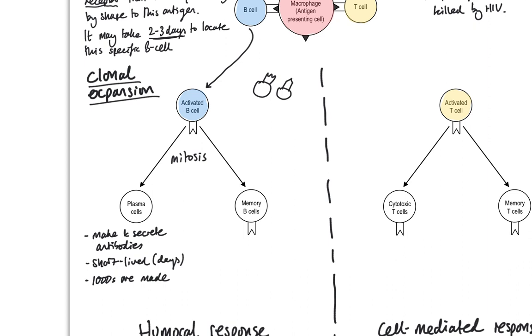Okay, so yeah, these make and secrete antibodies, and this is why it's called the humoral response, because the antibodies just become part of the fluid in the body and will just flood the body, and wherever they bump into an antigen, they will bind to it. So that's why it's called the humoral response. Your humors are the fluids in your bodies. Yeah, so that's our humoral response. The memory B cells, these are long-lived.